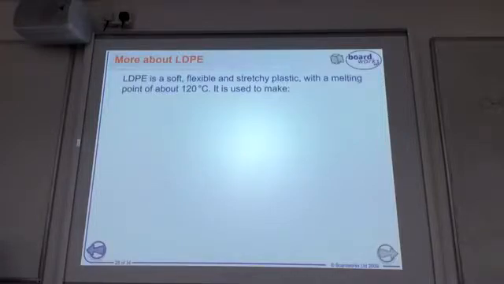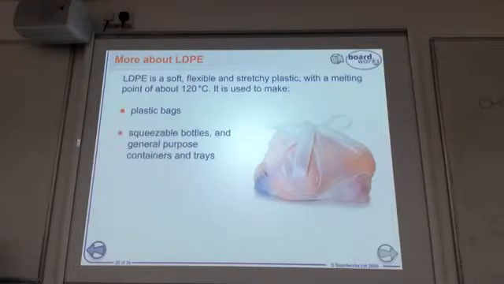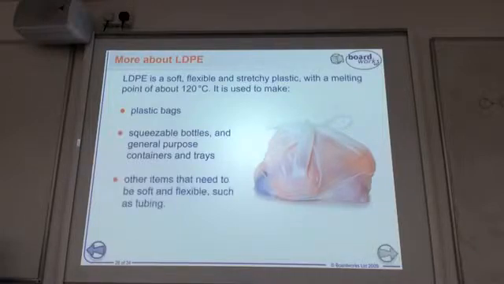Might just run through some of this. Just about uses. I wouldn't expect you to write lots of this down at all. Just some ideas about addition polymers. Okay, so low density polythene. Soft, it's flexible, it's stretchy. It melts at a very low melting point. So we use it to make plastic bags, squeezy bottles, general purpose containers and trays, and other items that need to be soft and flexible.